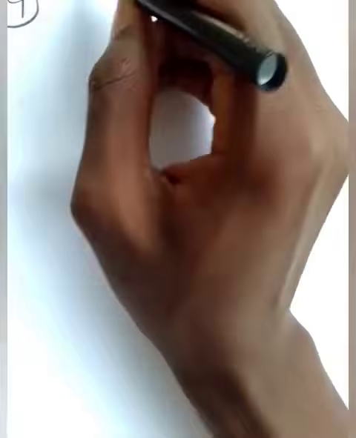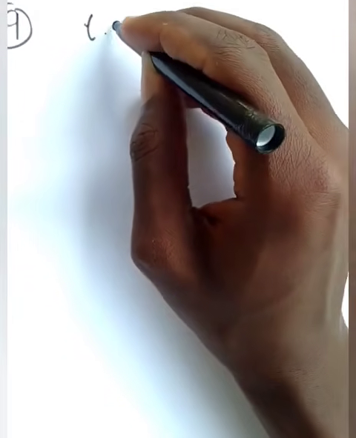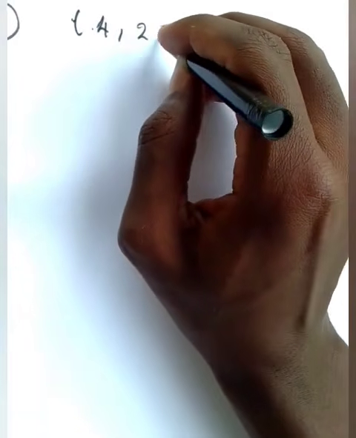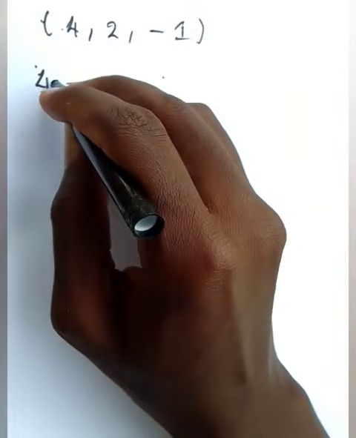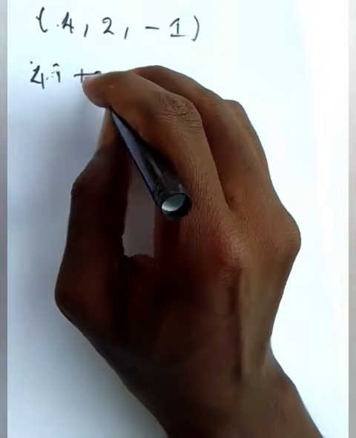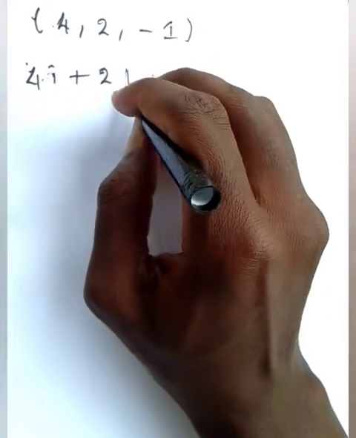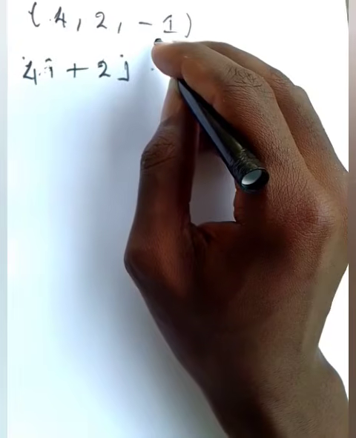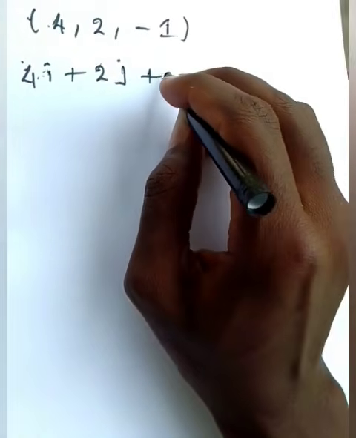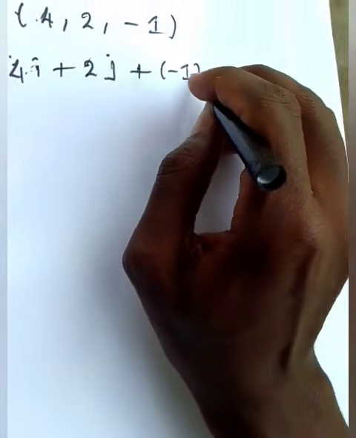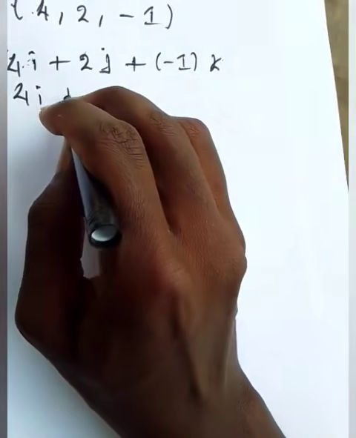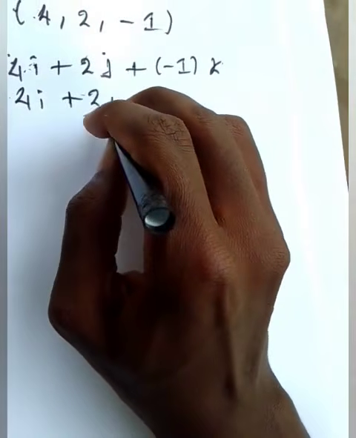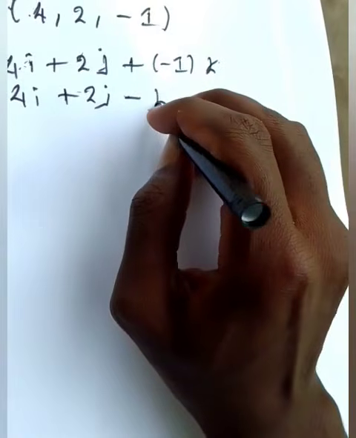So we have question 9. They have given you this vector, which they have described in this manner. We can also write this as: the component in the x, so we put 4i; the component in the y, so we say 2j; the component in the z-axis, so we say negative 1, and k. So I can write this properly as 4i + 2j - k.